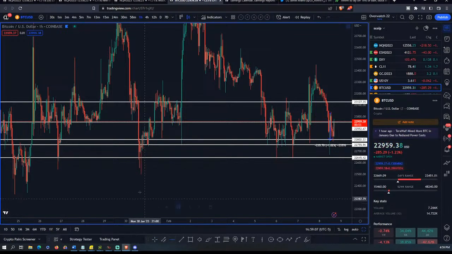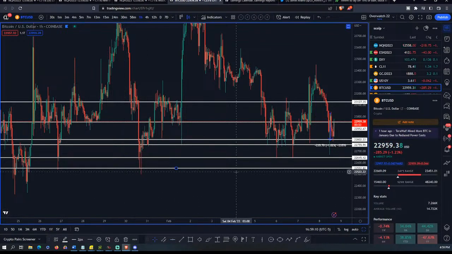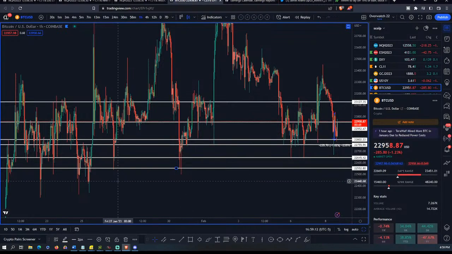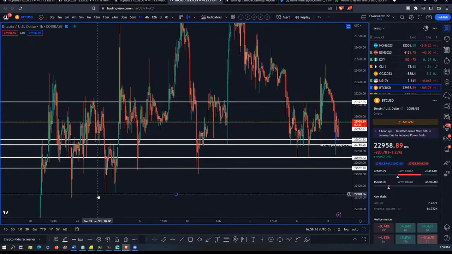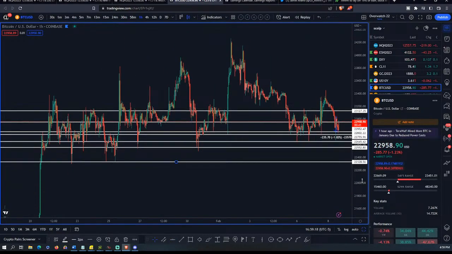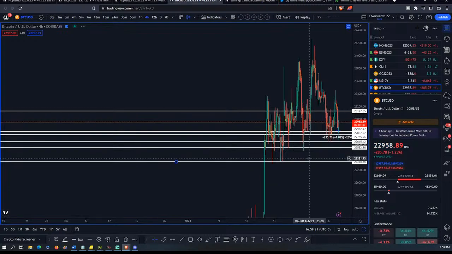I'll give you another example. Look, it wicked into here, right? And then they were like, nope, we need to really wick. Look what it did. Boom, boom, boom. It had another one. You could just draw your lines based on the wicks. That's just the hour time frame. Now let's do the 4 hour.